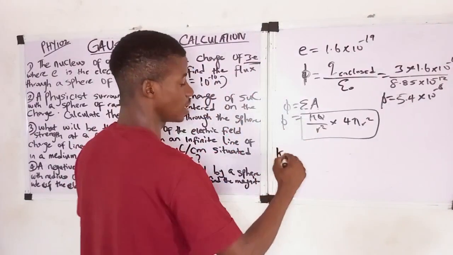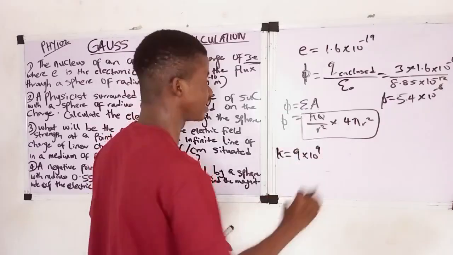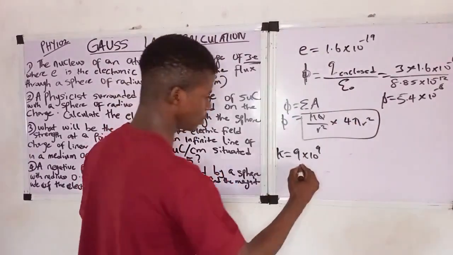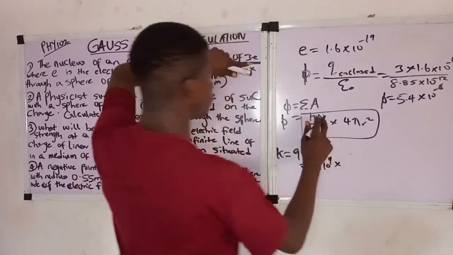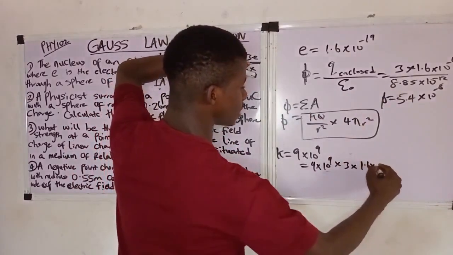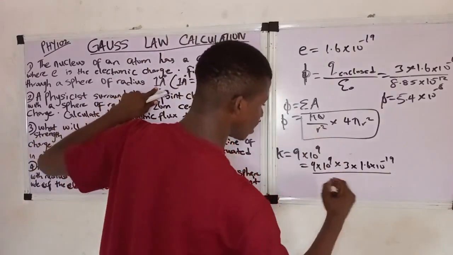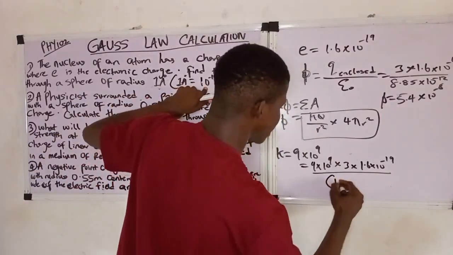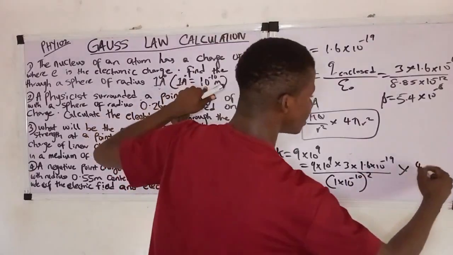Remember, K is equal to 9 times 10 raised to 9. Go through our previous slide, you see everything. So, let's continue. K is 9 times 10 raised to 9, then times the charge. The charge in this question is 3e, which is 3 times 1.6 times 10 raised to minus 19. Then divided by the radius. The radius is 1 angstrom, which is 10 raised to minus 10. So it's 1 times 10 raised to minus 10, all squared. Then times 4 times pi.